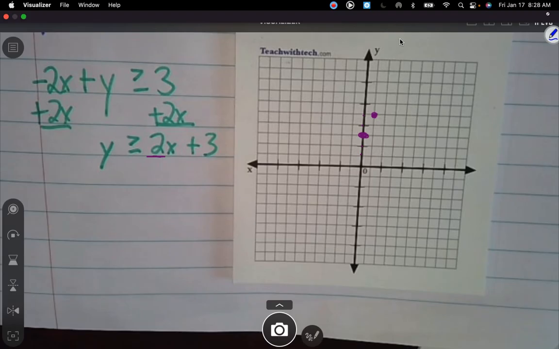Solid. It has an equal sign. If it has an equal sign, it's a solid line. That's what we spent so much time learning way earlier. Okay? Now, since it has a greater than or less than sign, I shade.